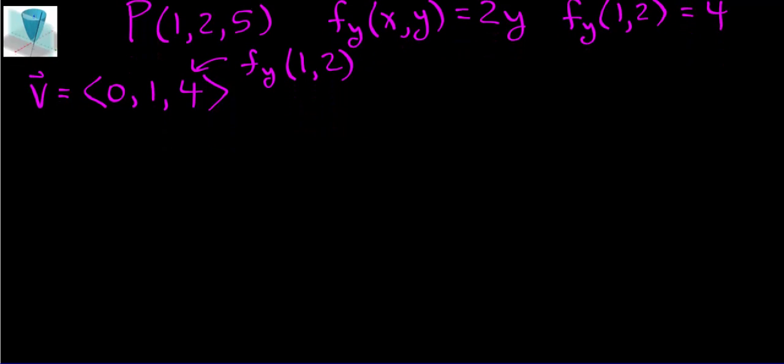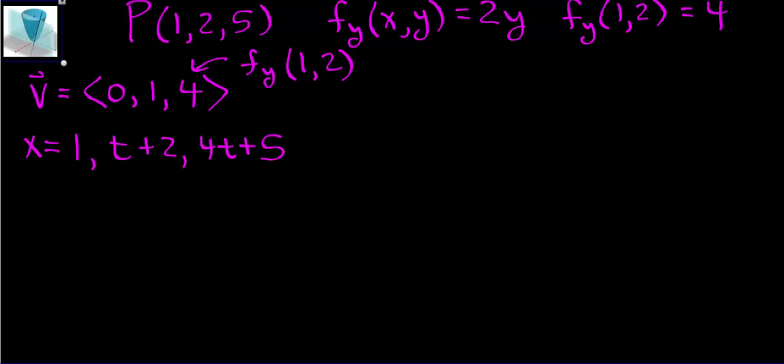Now we can write our equation for this one, our equation for the line, because we've got the point and we've got the parallel vector. So here we go. We've got x is equal to 0t plus 1, y is 1t plus 2, and then z is 4t plus 5. And that's our set of parametric equations.